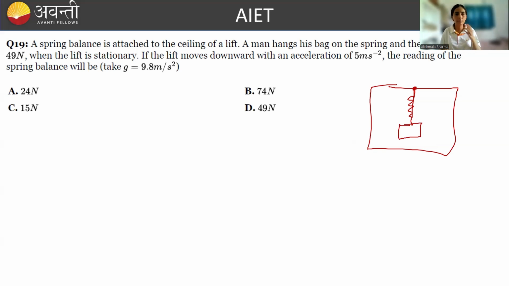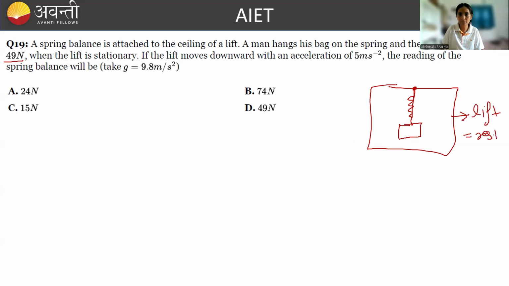If you don't remember your 11th class thing, a spring balance is used to measure the weight and hence the mass also. How does it measure weight? Whatever tension is there in the spring is the same as the weight. So the spring reading is 49 Newton. It means tension in the spring is 49 Newton, and at the same time, the weight of this body is 49 Newton. So let's write the first case when the lift is at rest.